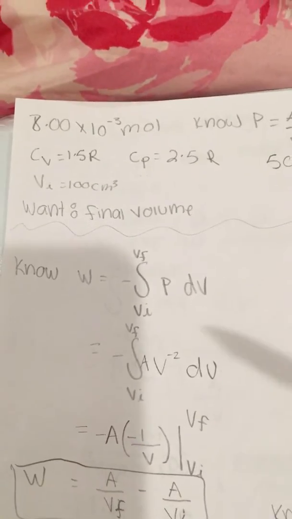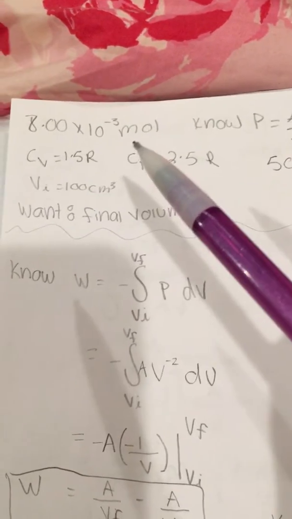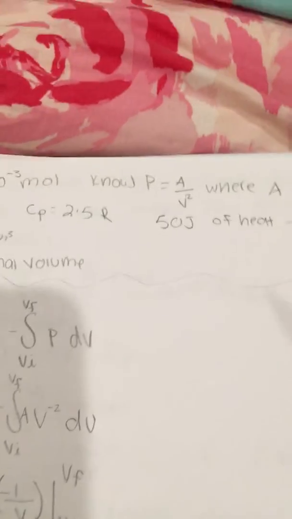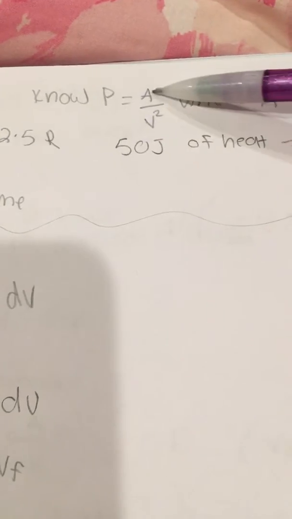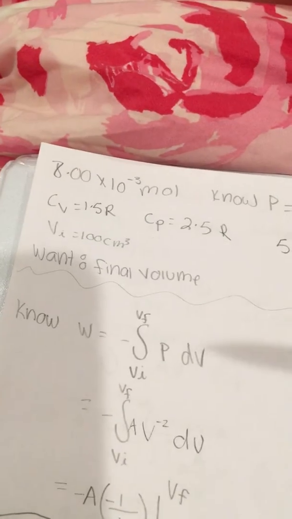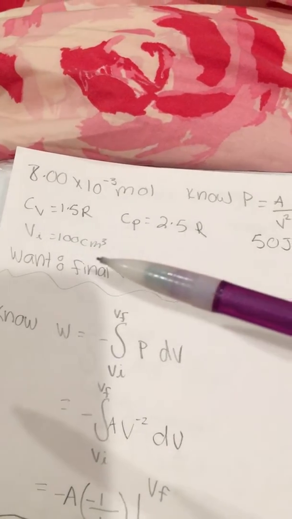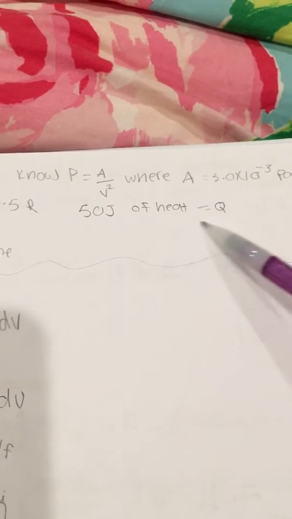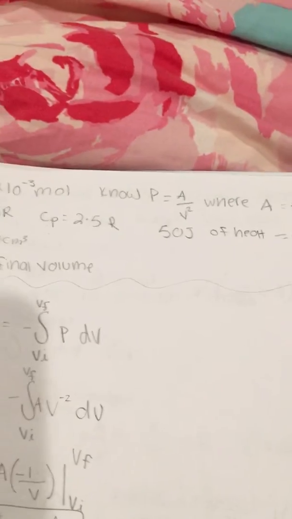So we have 8 times 10 to the negative third moles of our diatomic gas. We know that the pressure is related through this equation, A over V squared, and we're given a value for A. We know what the initial volume is, but we want to find what the final volume is after we've added 50 joules of heat to the system.